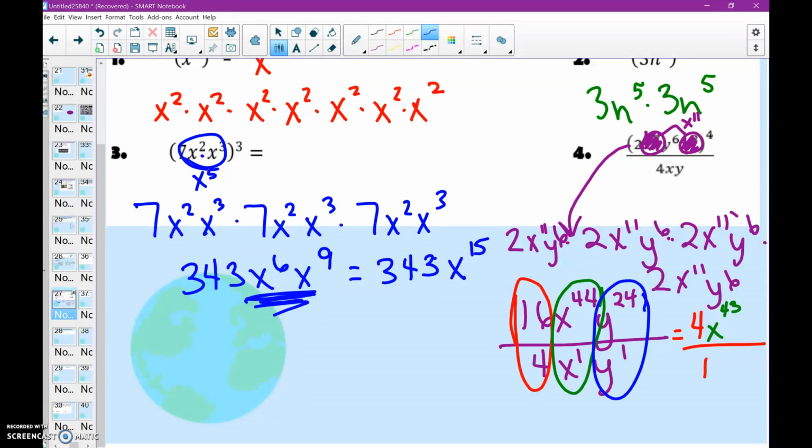And then the last group, y to the 24th. Take away one of them. You're left with 23 still on the top. Okay, so that's the power to power section. Hopefully you got all that stuff down.